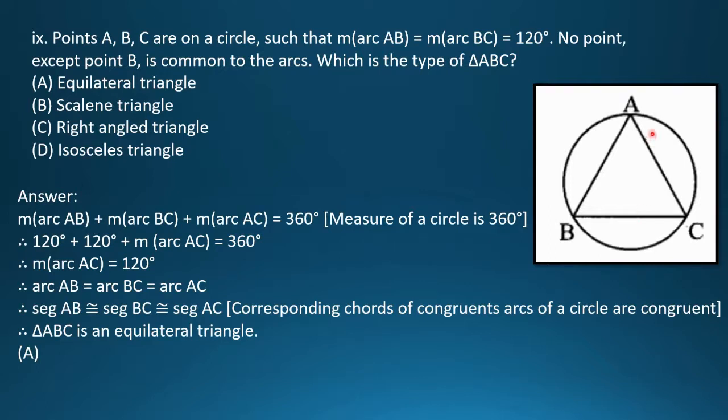Now these chords are nothing but the sides of the triangle. So each of the sides of the triangle is equal. Now when each of the sides of a triangle is equal, such a triangle is called an equilateral triangle. Therefore ABC is an equilateral triangle. Hence option A is the correct option.